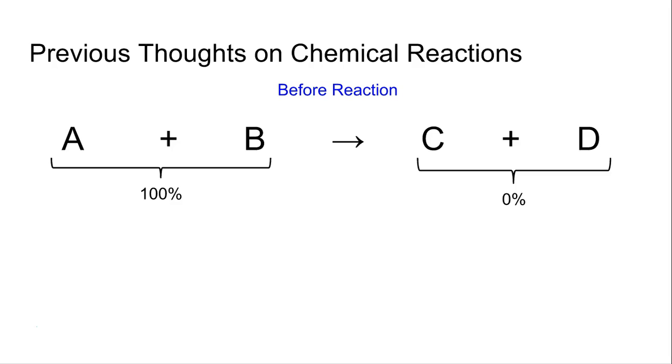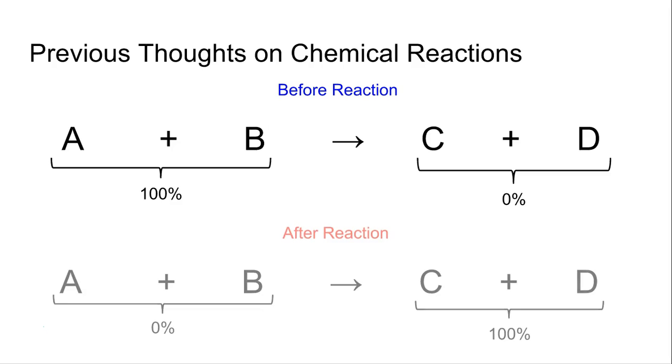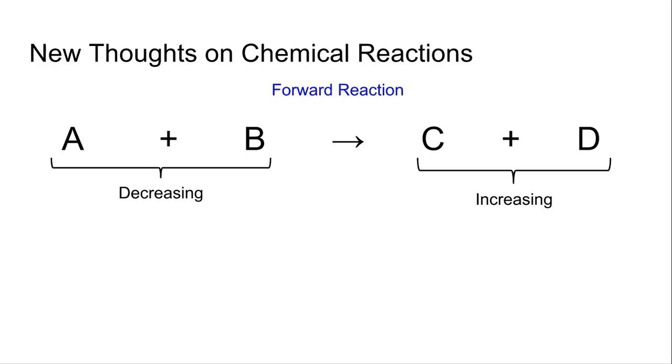So let's get started. We had some previous thoughts on chemical reactions. Before the reaction, we assumed that 100% of our substances were reactants and 0% of our substances were products. And after the reaction, we pretty much assumed that all of those reactants turned into products and we had no more reactants left and all we had was products. But we have new thoughts that we need to think about with chemical reactions.